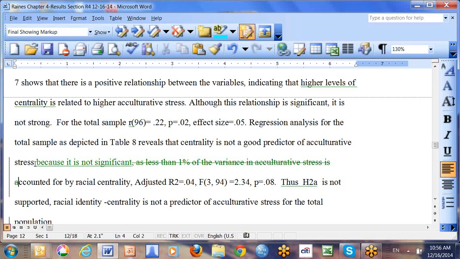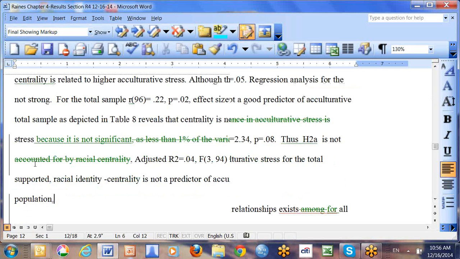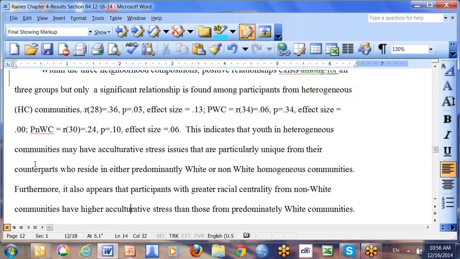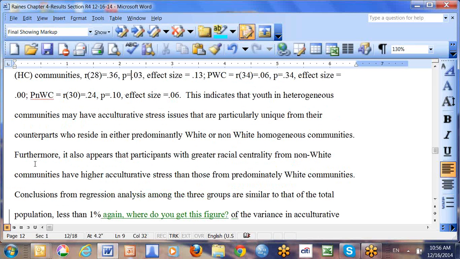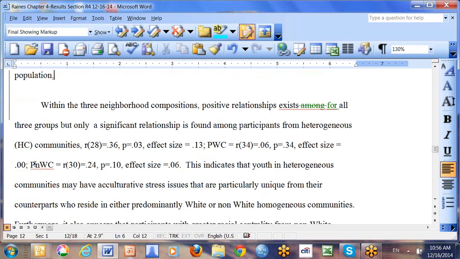Okay. That's good enough, Michelle. And I still need to put the formula there. So then we get down to the next one. Is this the same one? Is that H2? Oh, you know what it was? I was breaking down to the neighborhoods. So that's still H2A. It was just looking at the three neighborhood compositions.